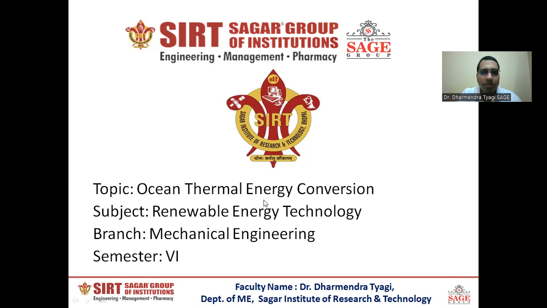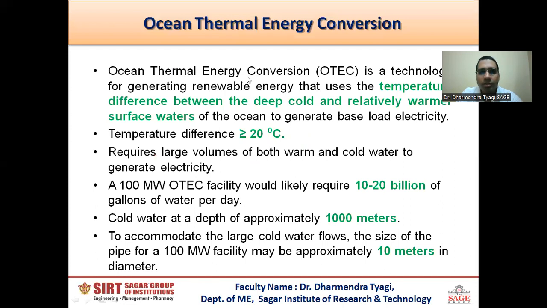Today, we are going to discuss Ocean Thermal Energy Conversion, that is OTEC. Ocean Thermal Energy Conversion is a technology for generating renewable energy that uses the temperature difference between the deep cold water and the relatively warmer surface water of the ocean to generate base load electricity. This is also called the principle of OTEC, and it uses a temperature difference greater than or equal to 20 degrees centigrade.